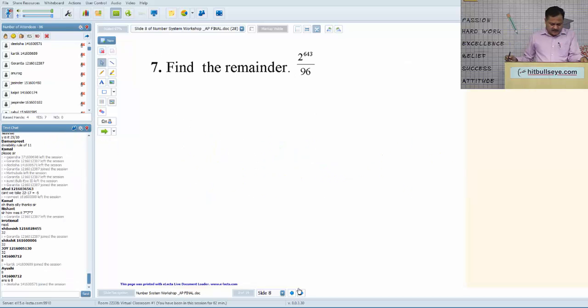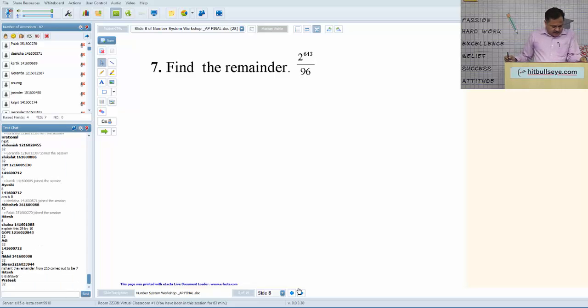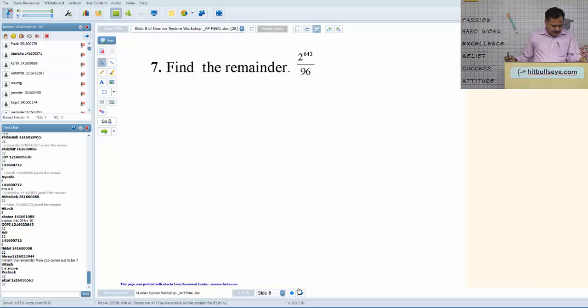This is 2 raised to power 643 by 96. Hitesh, this is not 8. Answer is not 8. Adi is giving 32. Nikhil 32.